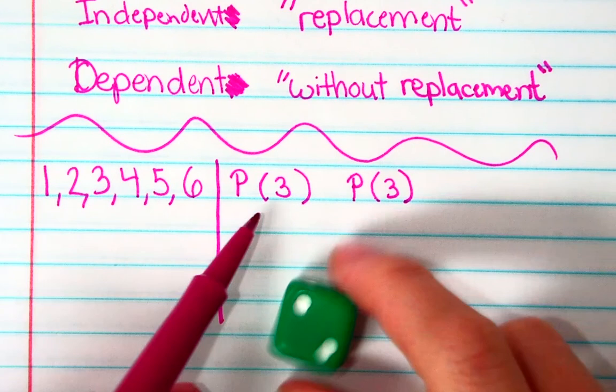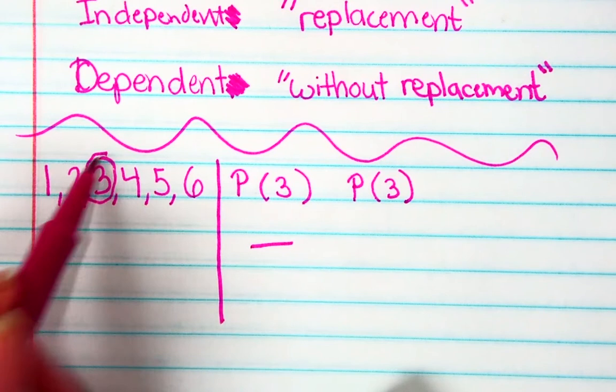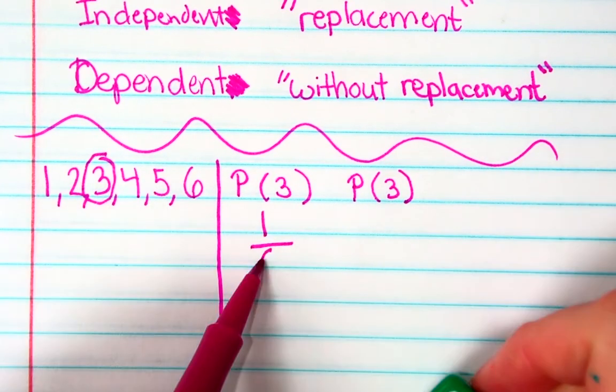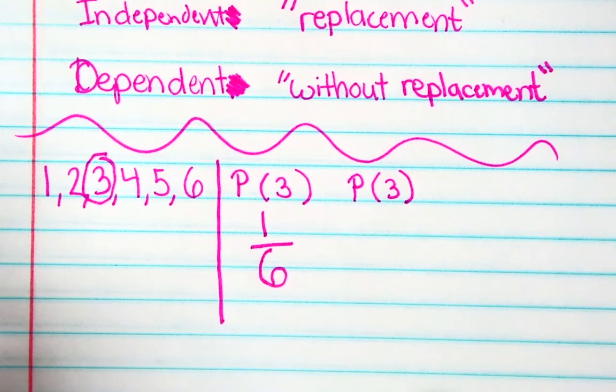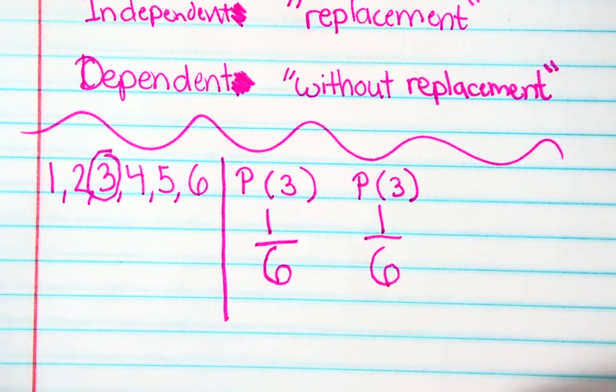So, probability of rolling a 3. You can look at your sample space or your picture. I want this right here. There's only one side out of these 6 that has a 3 on it. Then I'm going to roll it again. My chances of that are 1 out of 6.